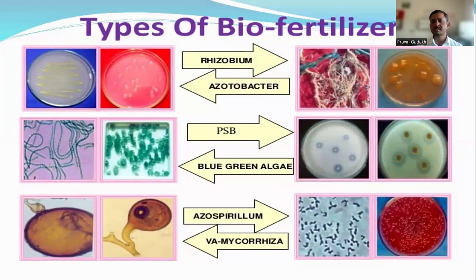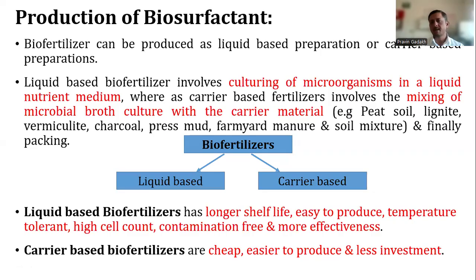In this slide, we can see the different microorganisms when grown on a particular media plate, and how they look. These are the growth of Rhizobium on a particular media. These are the colonies of the Azotobacter species. These are the phosphate solubilizing bacterial colonies. These are the blue-green algae, Azospirillum, and mycorrhiza. As we can see in this slide, these are used as biofertilizers. So now we will discuss how to produce biofertilizer.